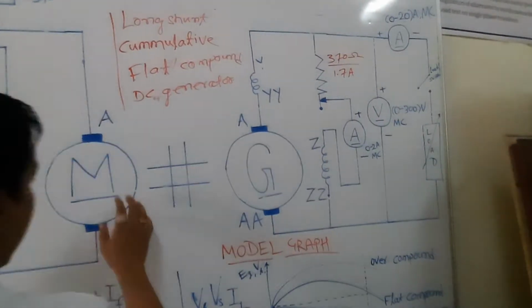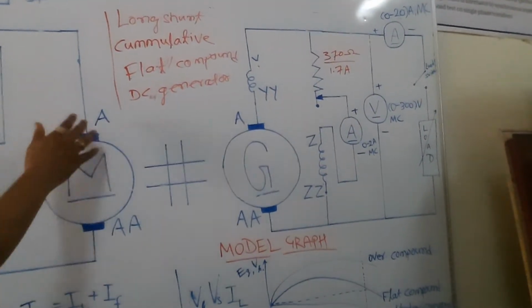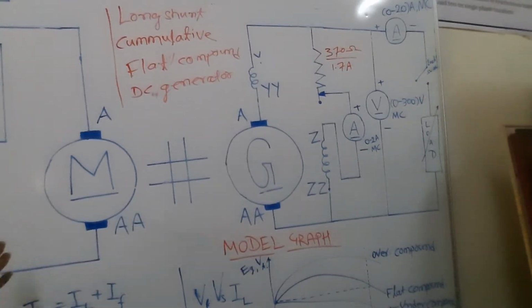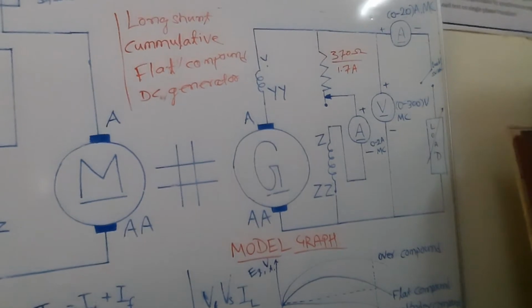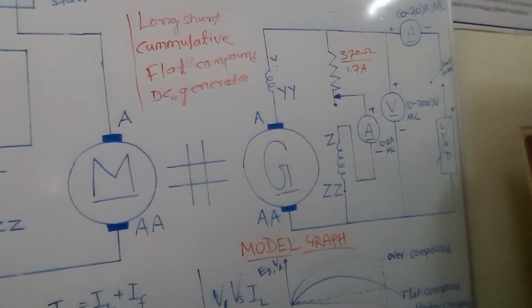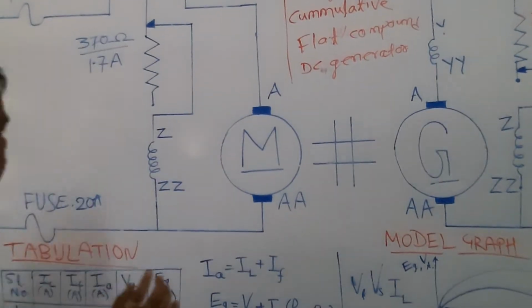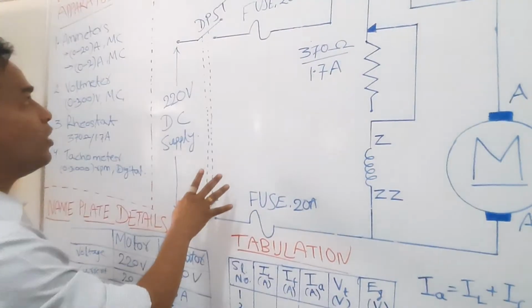Now the question is how to get this 1500 rpm. To get this 1500 rpm, we are making this arrangement. Now I have a motor. I know that a motor takes electrical energy and gives mechanical output. This electrical input is 220 volt DC, and the mechanical output is the speed that is being given to the generator. Now here I have a fuse.